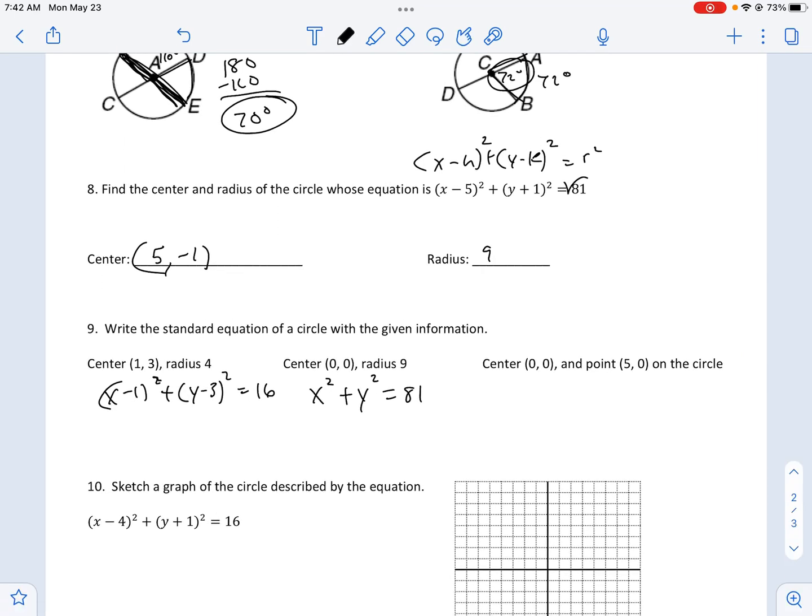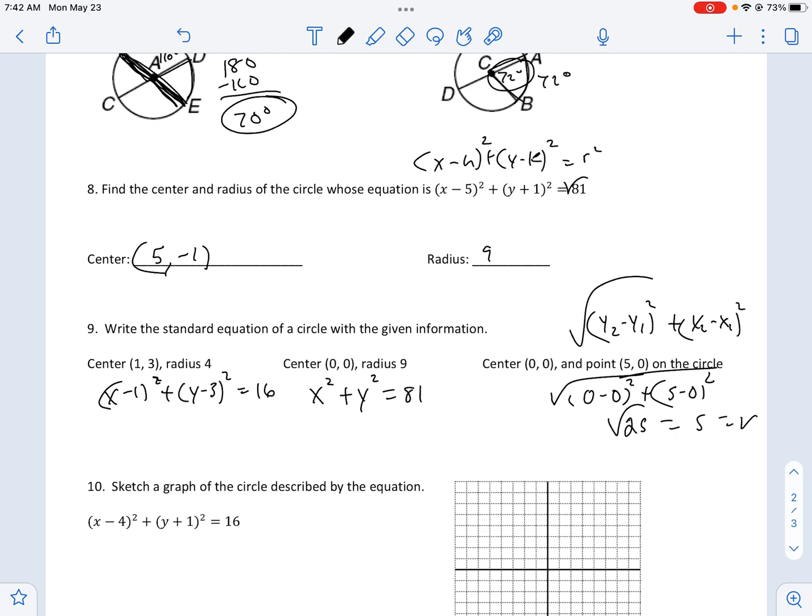Now, I don't think this is on your final, but let's talk about it anyway. We need to find the distance from the center, which is at 0, to a point, which is at 5. So we have the distance formula, which is y2 minus y1 squared plus x2 minus x1 squared. So 0 minus 0 squared plus 5 minus 0 squared. So that's 25. Square root of 25 is 5. So there's our radius. Center's at 0, 0, so you get x minus 0 squared, y minus 0 squared equals, well, 5 squared, 25.